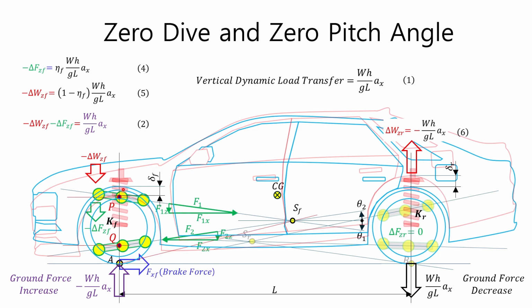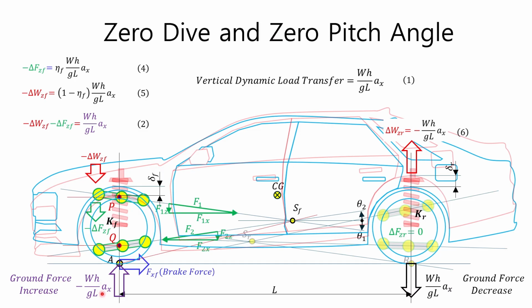In the rear suspension, since no force acts on the links, once acceleration ax is determined, the rear spring displacement and rear ride height are fixed and cannot be changed. Therefore, to make the pitch angle zero, the front ride height must be raised to the level of the rear ride height. Remember that acceleration ax has a negative value during braking.